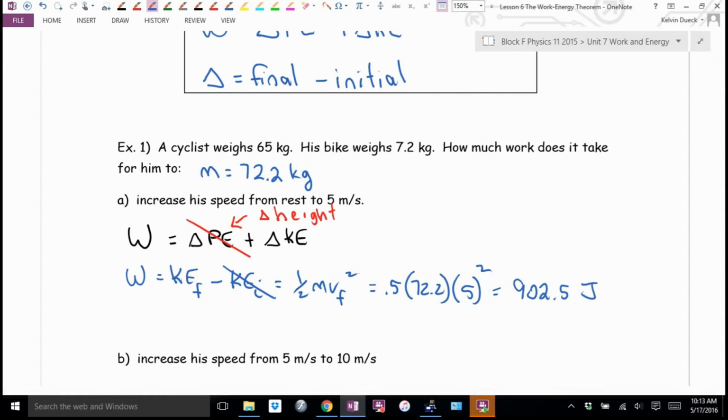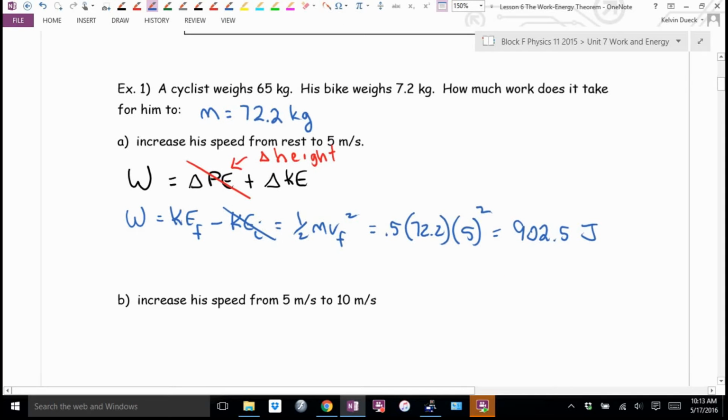Is that okay, Courtney? Can you read part B to me? It still wants me to find how much work. So I'm still going to start out by saying, because the question was, how much work does it take for him to... Did they give me a force and a distance in this question? Did they give me the area under a graph? Did they give me a force versus distance graph? Oh, then it's going to be change in potential plus change in kinetic. This is the work-energy theorem.